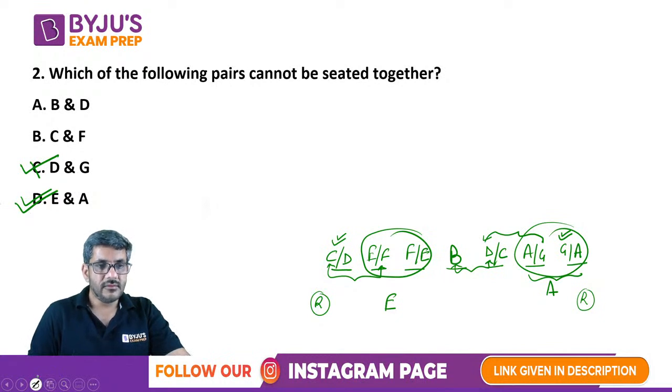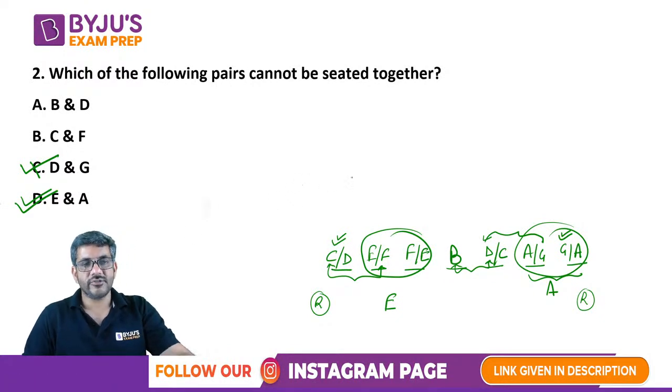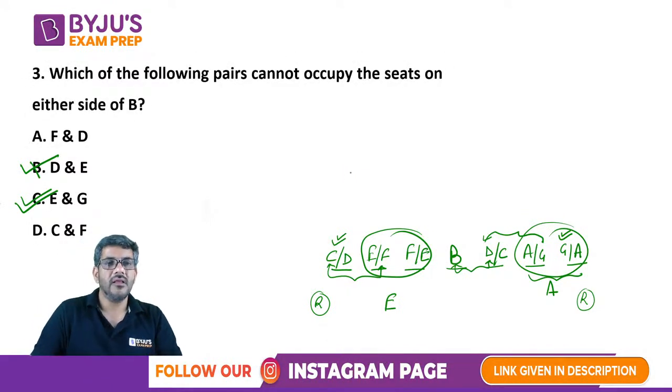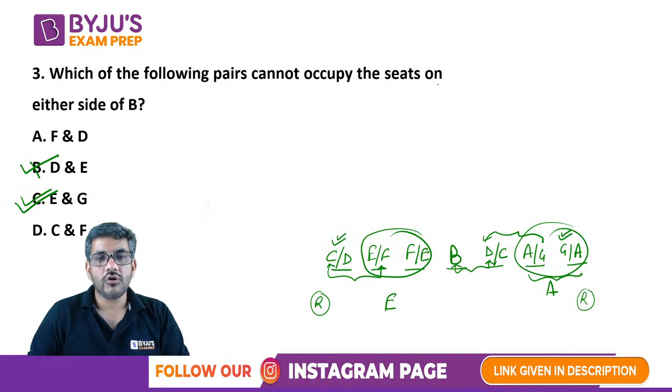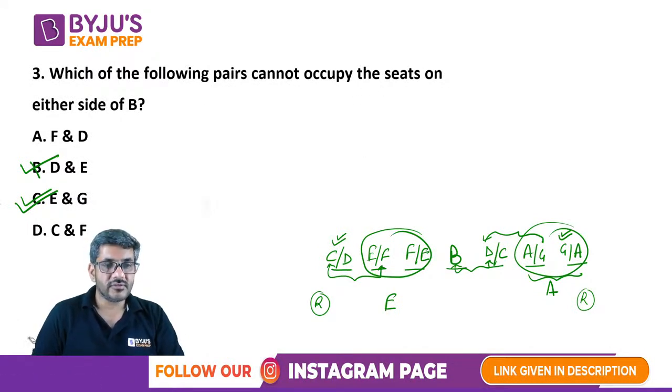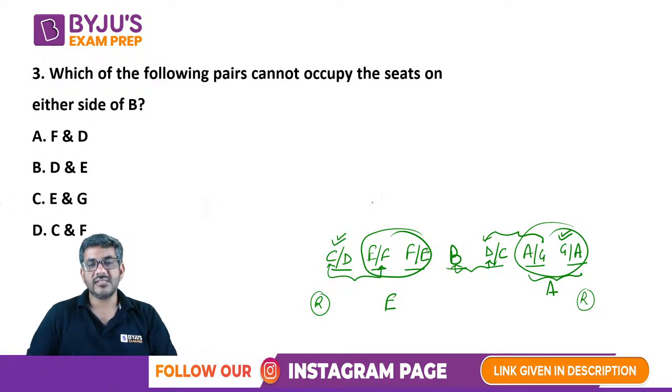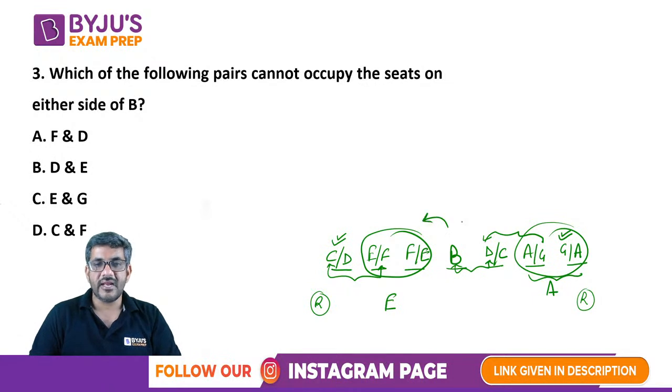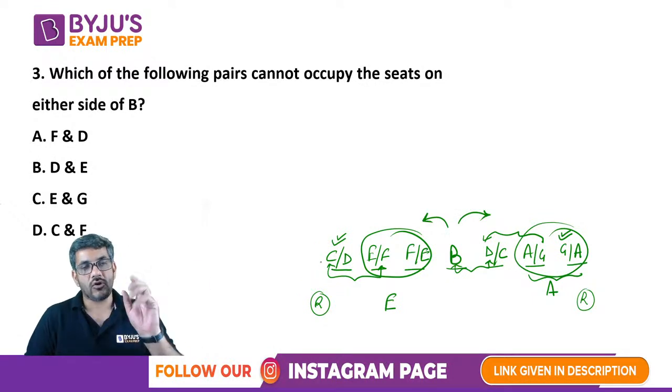Okay, so I'm sure that this all is clear to you. So I'll move on to the third one now. Let's come to the third. What does 3 say? Which of the following pairs cannot occupy the seats on either side of B? Either side of B means this side and this side. Which two people cannot be there?